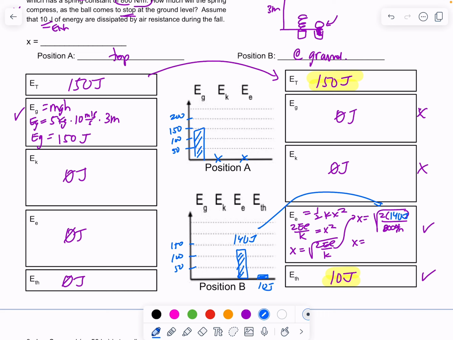So 2 times 140 divided by 800 is 0.35, and then take the square root of that. That's 0.59 meters. And I'll go ahead and write this up here.